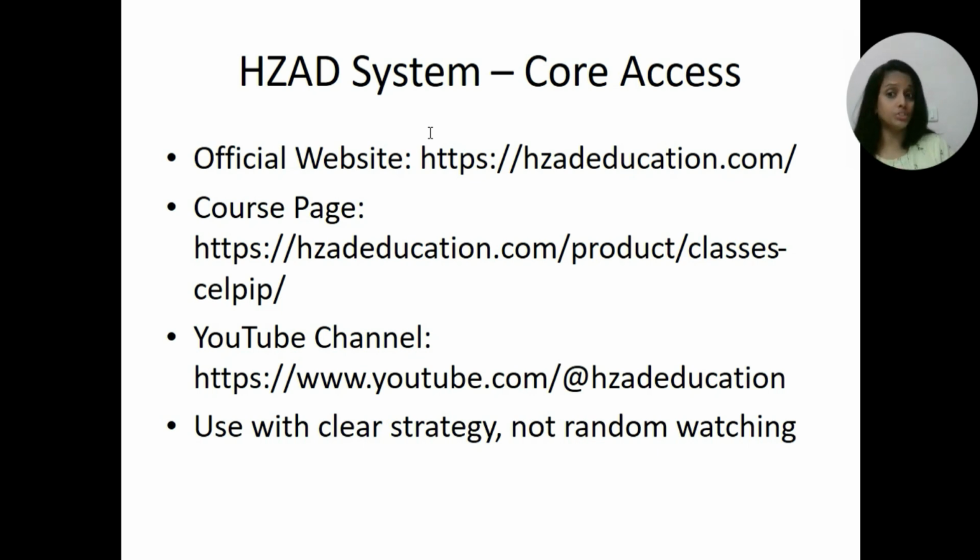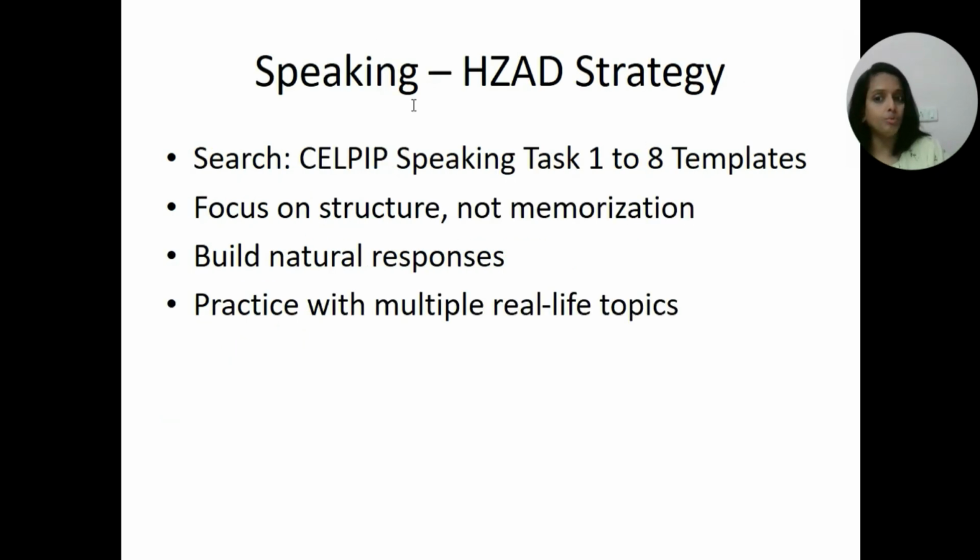Now, here is where most students go wrong. They think, I'll memorize this and speak exactly like this. No, that is the fastest way to sound robotic. So here is how you should use our system. Step one, you have to understand the structure, what the structure given there is. That you have to understand, not memorize. Step two, you have to convert it into your own natural English. Step three, you have to practice with multiple real-life topics, because in speaking, what gives you marks is natural communication, smooth flow, and confidence, not memorization.